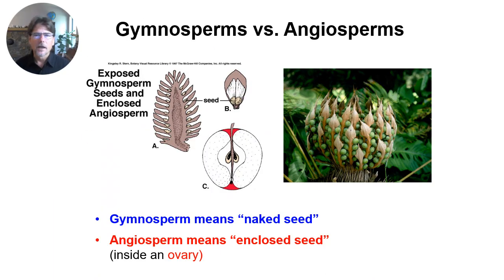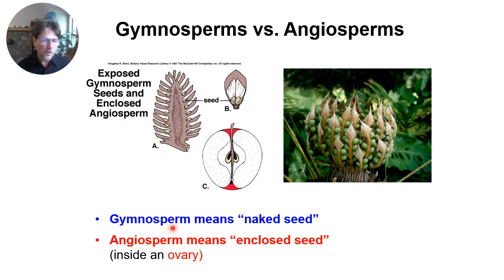What do we mean by gymnosperm and angiosperm? What do these terms refer to? Essentially, gymnosperms and angiosperms differ in the way that the seeds are displayed or how they occur on the plant. If we look at the terms gymnosperm and angiosperm, we can understand this a little bit better.